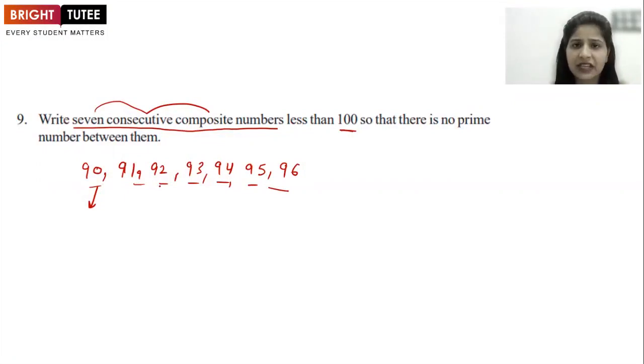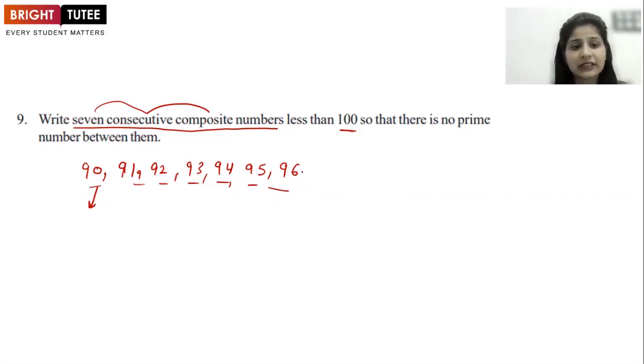92 is an even number, divisible by 2, divisible by 4 as well, and by 1 and 92. 93, other than 1 and 93, is divisible by 3. 94, other than 1 and 94, is divisible by 2. 95, other than 1 and 95, is divisible by 5. 96 is divisible by 2, 8, 4, 1, and 96. So other than 1 and 96, it has more than two factors. So this is also a composite number.